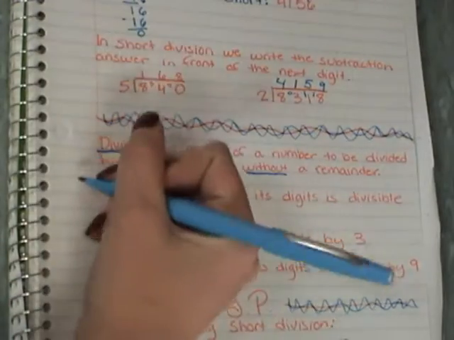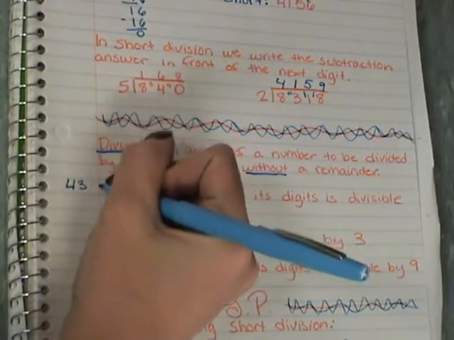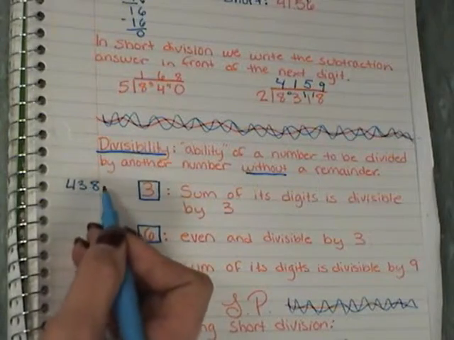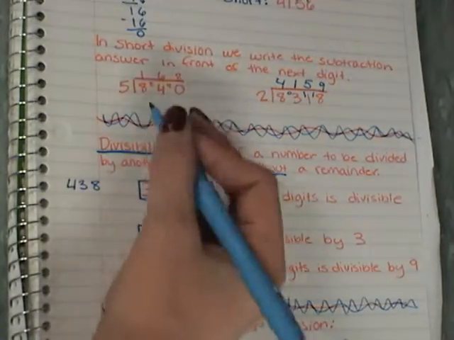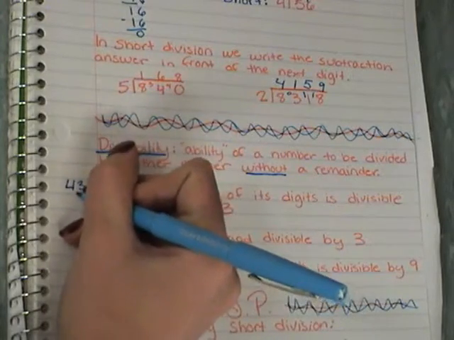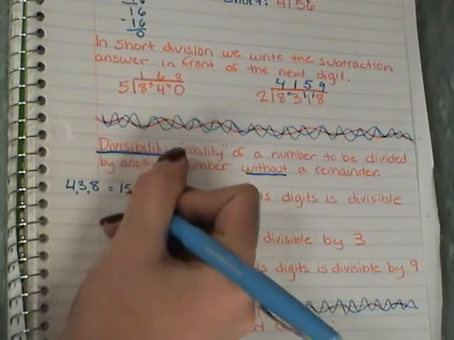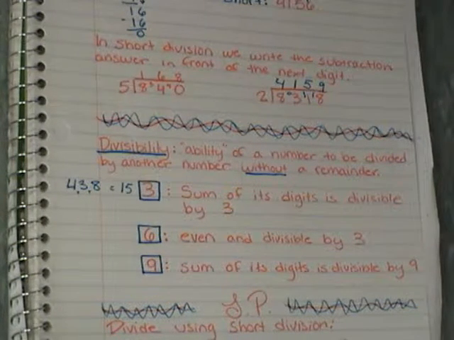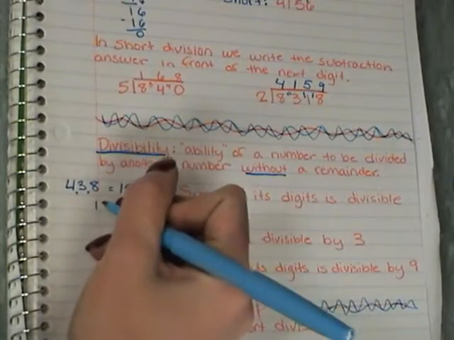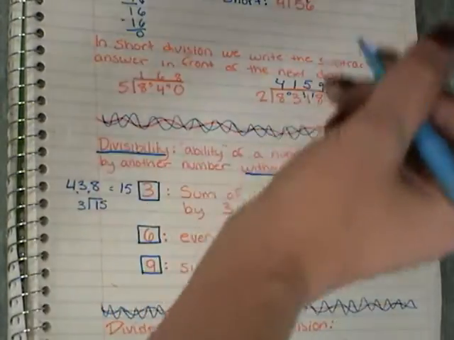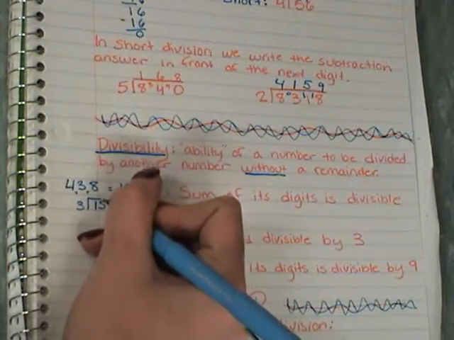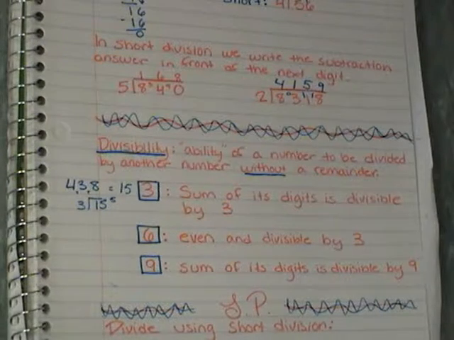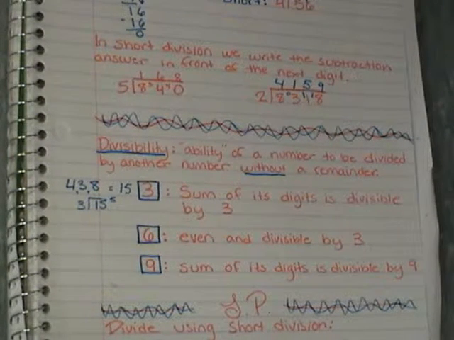Okay, so I have the example 438. So it's the sum of its digits. So I have to add 4 plus 3 plus 8. When you add those three numbers together, you get 15. Now the sum of its digits, 15, is it divisible by 3? If 3 can fit into 15 evenly, which it can, 5, then it is divisible by 3. So yes, that number 438 will work.